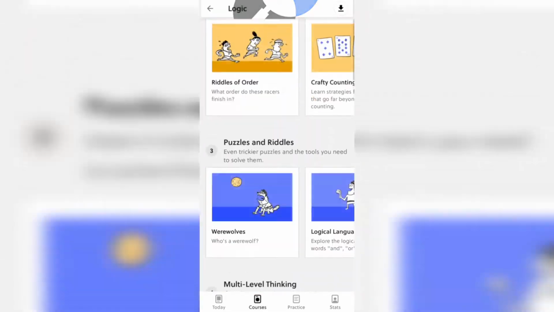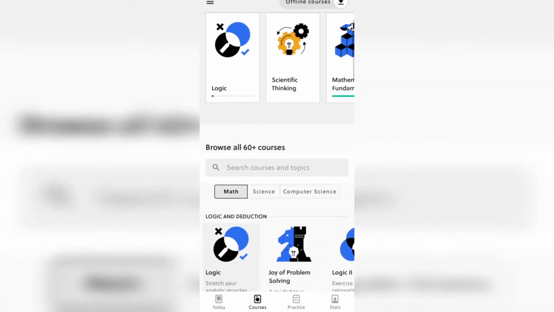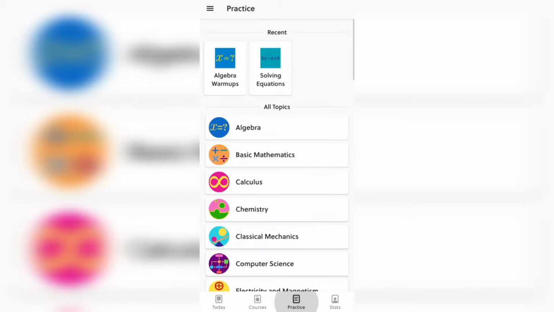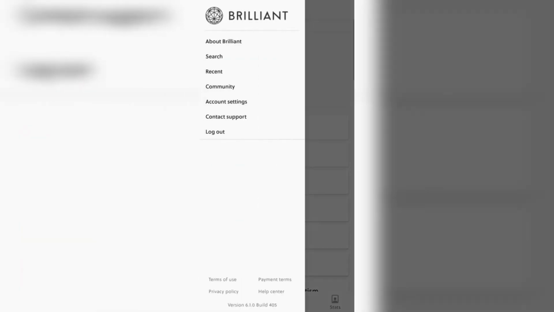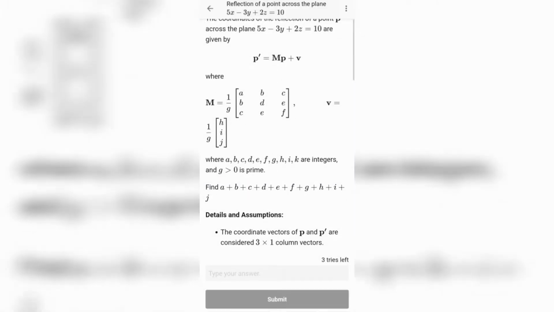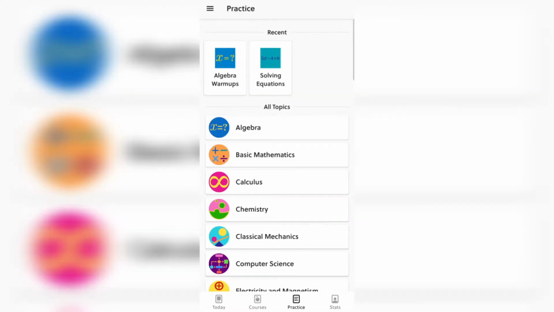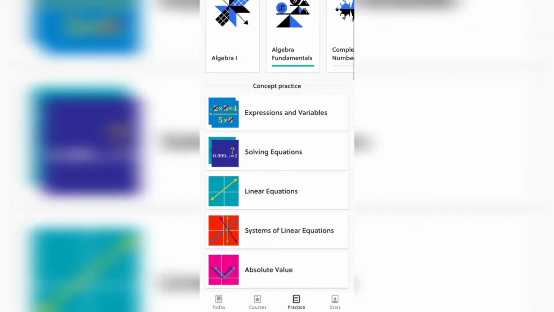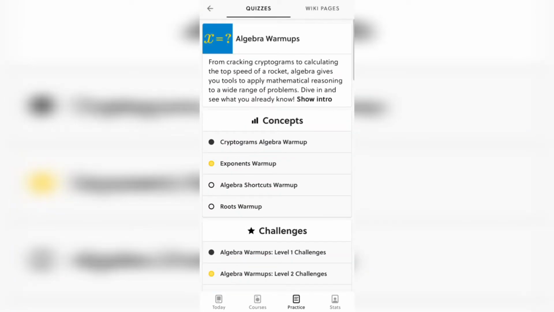So when it comes to Brilliant, oh man, there's a lot of courses in here. Currently they have 60 plus courses, and aside from the courses, which are amazing in and of themselves, they also have practices, and they also have a very big community of problems, which I think are posted daily, and maybe we'll be looking into some of these problems as well at some point in the future. But now let's start with algebra and expressions and variables and algebra warm-up.